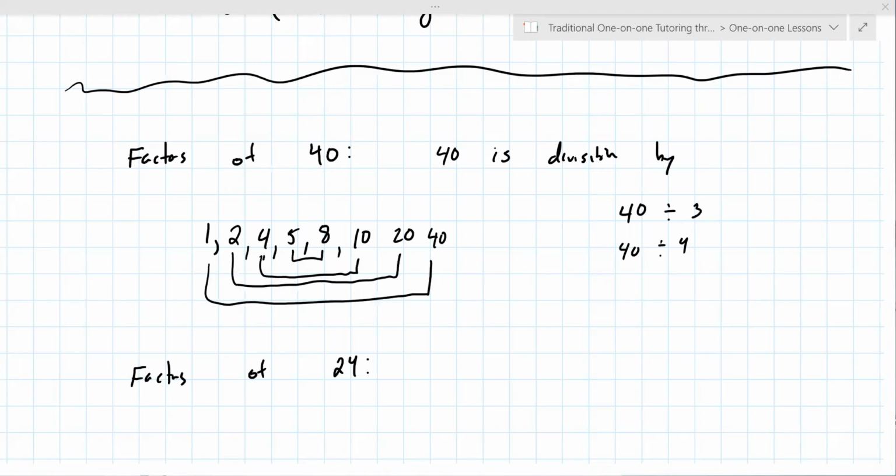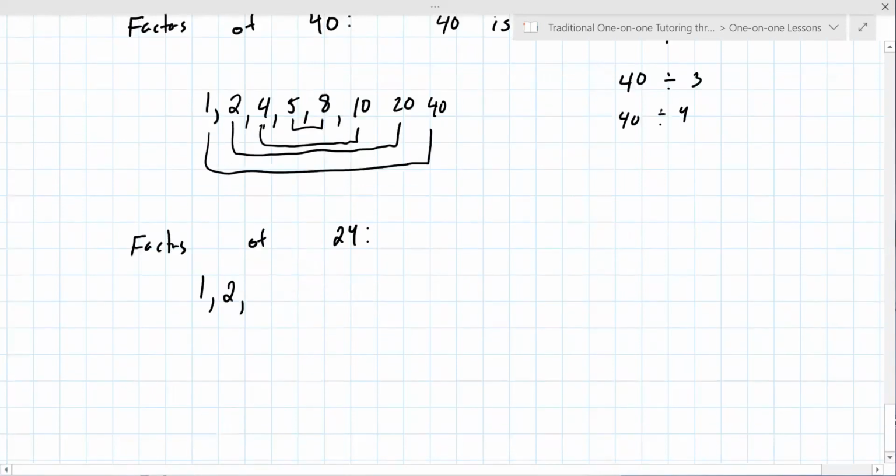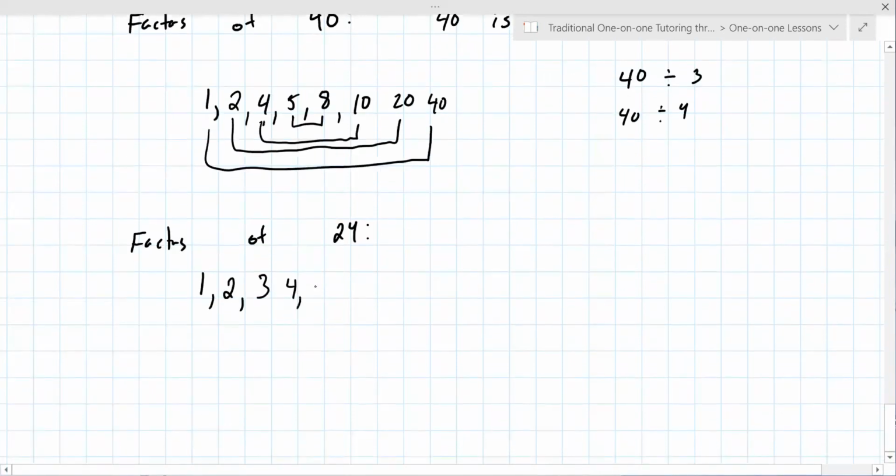Okay, that backs up to 24. It always starts with 1, 2, 3, 4, 6, okay, 8, okay, 12, okay, and that's it. You got it. You always have 1 and 24. Very good.